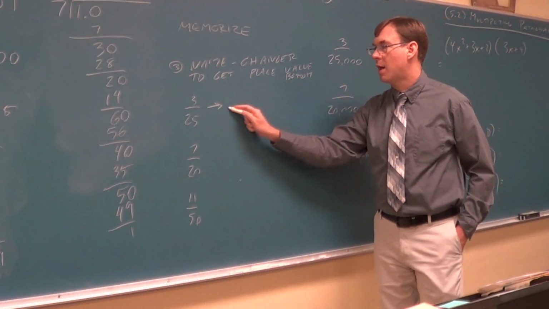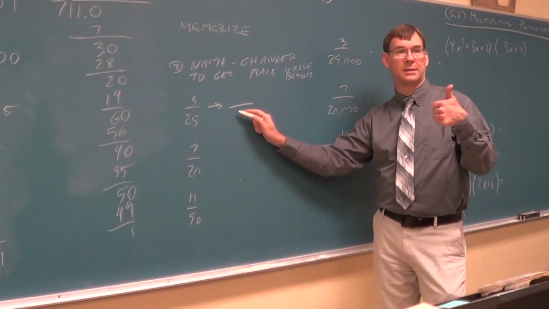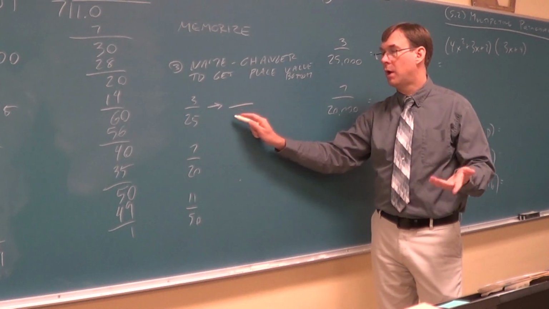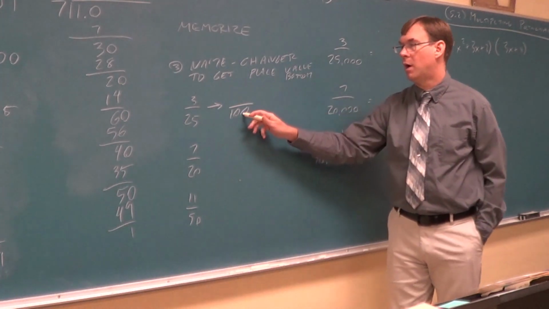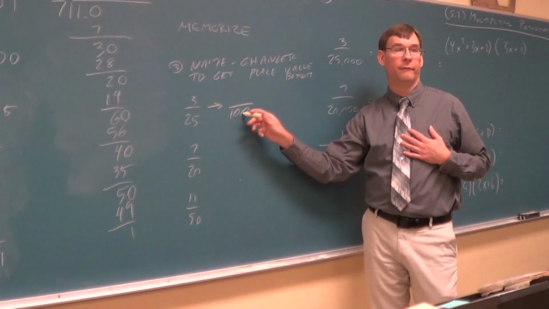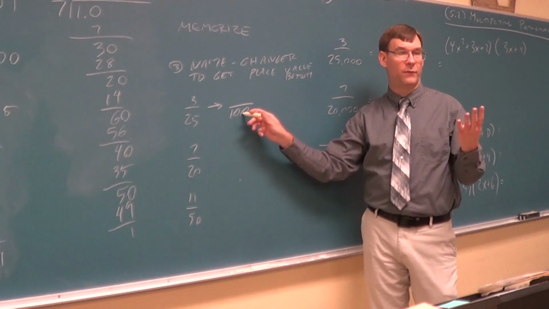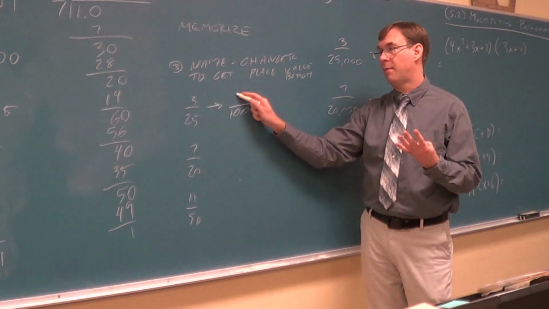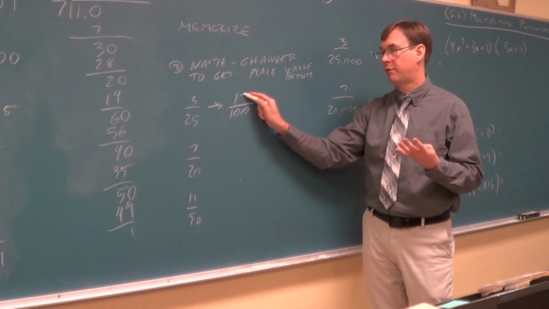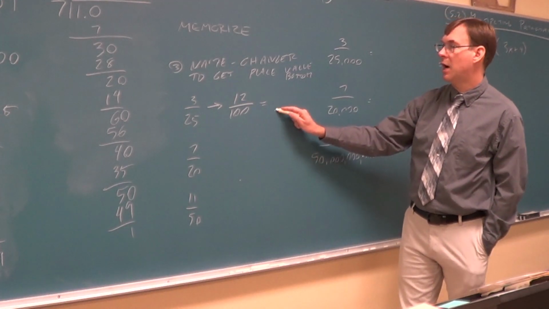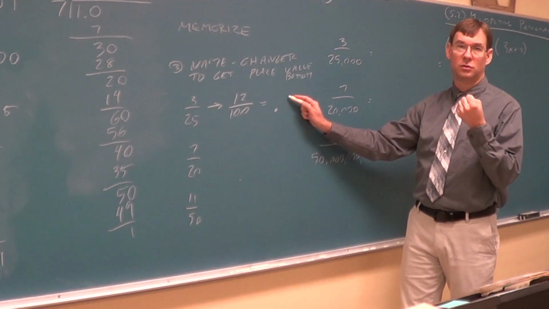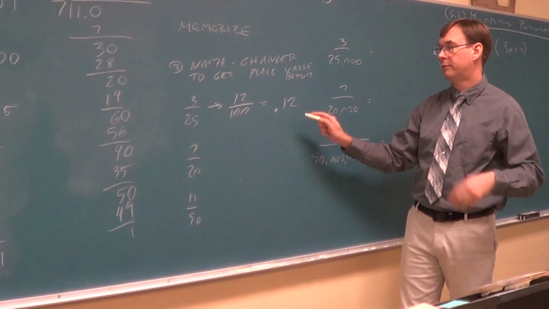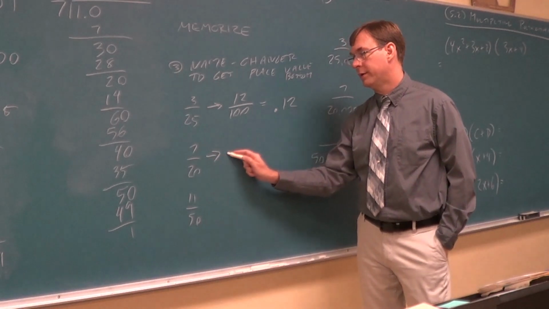So 25 is not a place value, but if we upsize it, what can we turn 25 into that is a place value? 100. We could turn 25 into 100 if we multiply by 4. And if you're going to multiply the bottom by 4, multiply the top by 4, and we'd be looking at 12. If we go to use the hundreds place, that fills 2 positions, so 0.12.